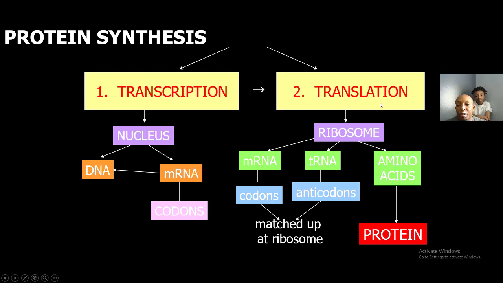And then step 2, we have translation, which occurs at the ribosome. So we have the mRNA with the codons. The tRNA picks up an amino acid and has the anticodons, and they match up at the ribosome. And then those amino acids help to make a protein.